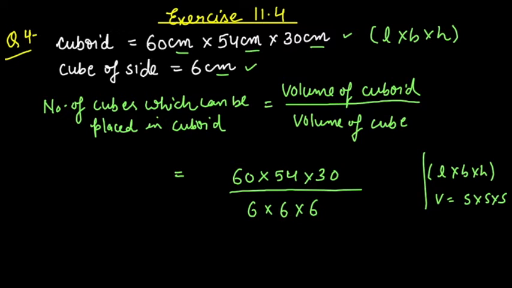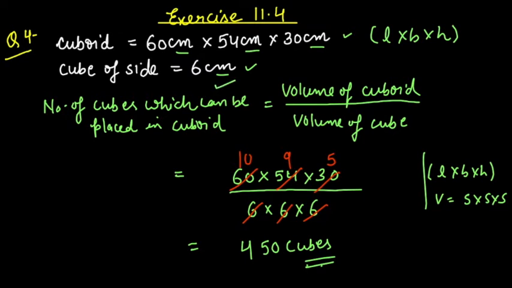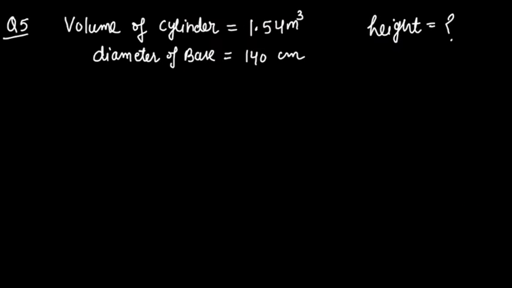This is a very simple calculation since all are multiples. 6 tens are 60, 6 nines are 54, and 6 fives are 30. So all these numbers are easily divisible. Let's multiply. 5 nines are 45, and 45 into 10 gives you 450. So 450 cubes of side 6 centimeter can be placed in the given volume, which is 60 by 54 into 30. So this is how we have calculated the number of cubes which you can place in the given volume.